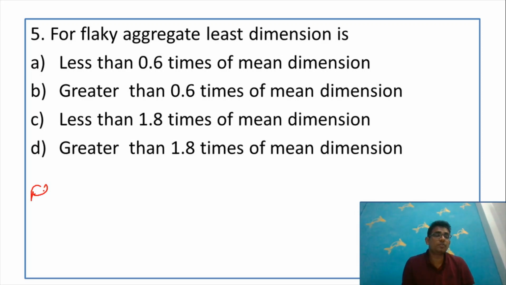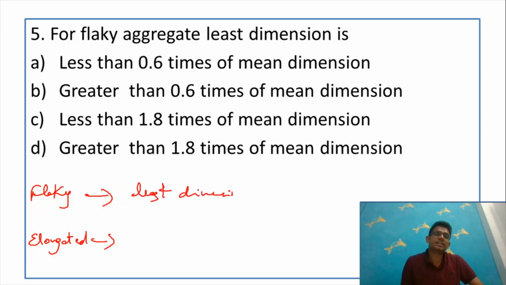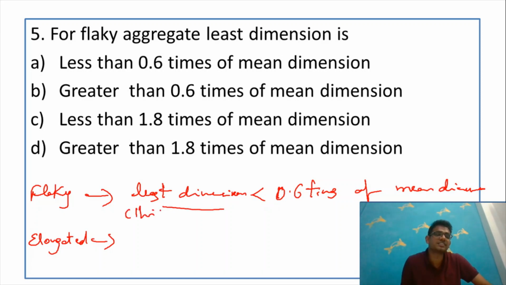So basically, we know two types of aggregate here, flaky and elongated. When I say flaky aggregate, the thickness is less. If the thickness of the aggregate is less, they are called flaky aggregate. If the length of the aggregate is high, they are called elongated aggregate. Now for the flaky aggregate, least dimension is less than 0.6 times of mean dimension. For flaky aggregate, least dimension means nothing but thickness. So if the thickness is less than 0.6 times of mean dimension, then it is called a flaky aggregate.